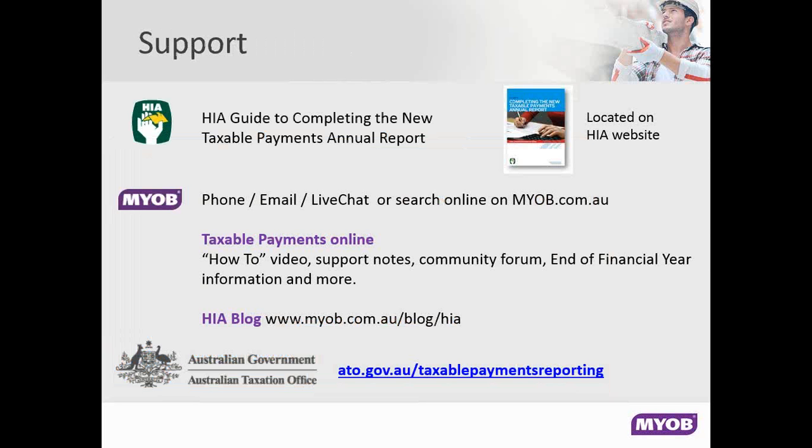Support for HIA members, you've got a lot. There is support on their HIA website. The fantastic team there have developed a user guide, which if you go onto the HIA website, type in taxable payments, you'll actually get to see the TPAR report. You can download that and have a read. It is actually a really good document.